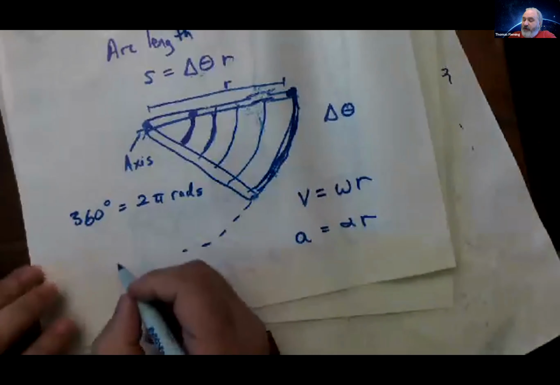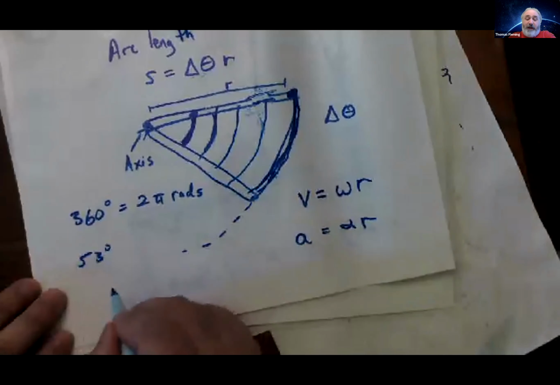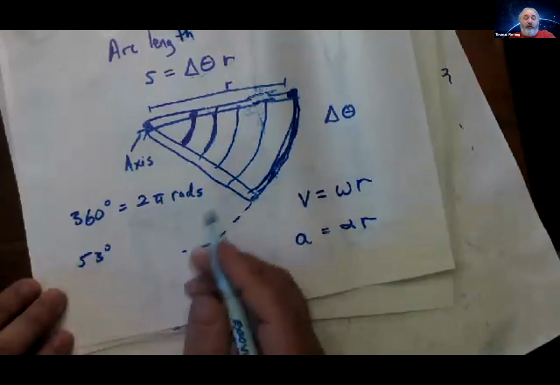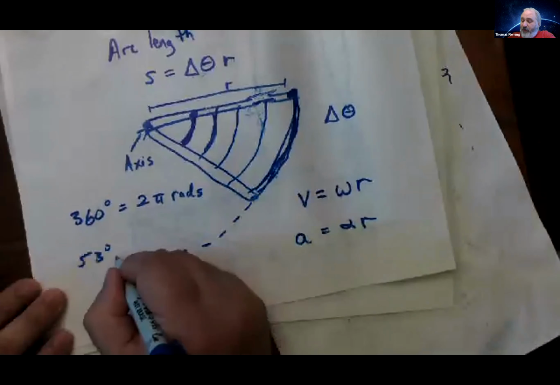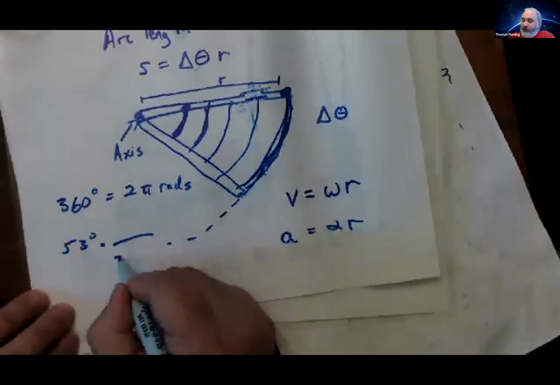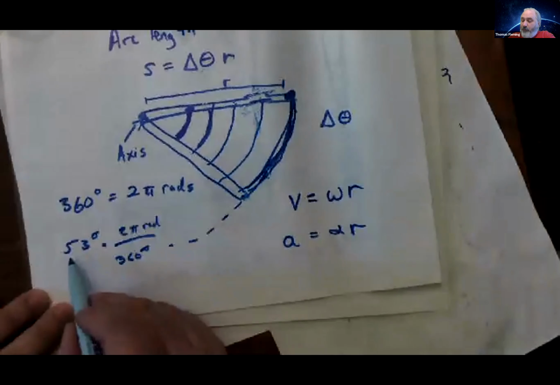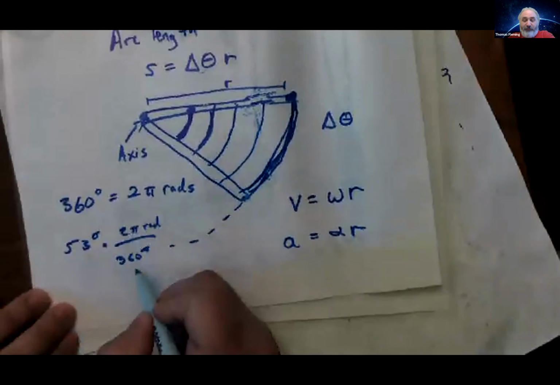And so if I say I've got 53 degrees and I want to convert that into radians, the way I would do that is I'm going to multiply, and since I want degrees to cancel, I'll put 360 on the bottom. I'll multiply by 2 pi radians, and so the degrees will cancel. So to convert 53 degrees into radians, I'd multiply by 2 pi and then divide by 360.